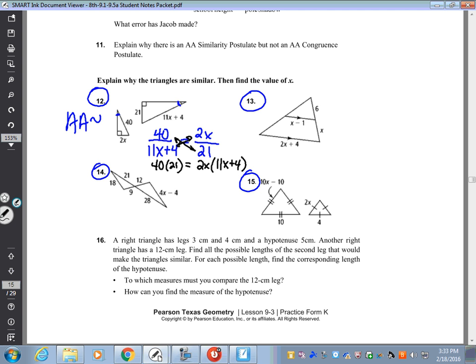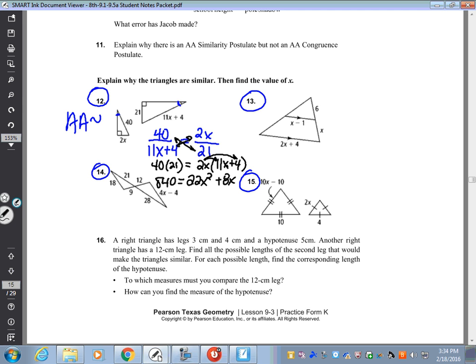Because we're going to have to distribute, meaning we're going to take this 2x and multiply it to both terms, the 11x and the 4. What's 2 times 11? 22, all right? What's x times x? So it's going to be 22x squared. X times x is x squared. Now, what would 2x times 4 be? So we're going to put plus 8x. So write that down for me. And then what's this 40 times 21? 840.